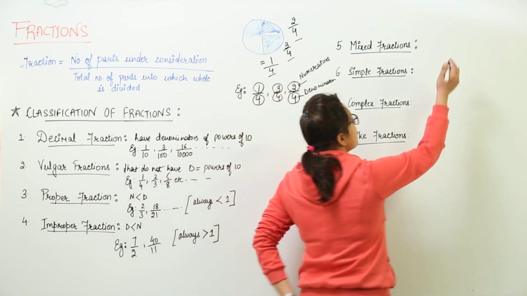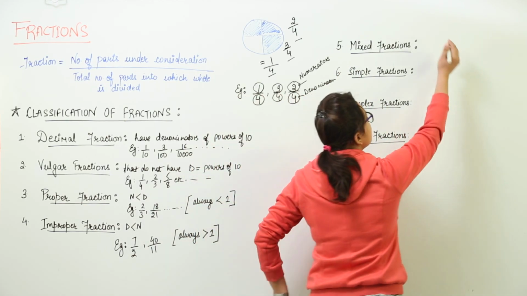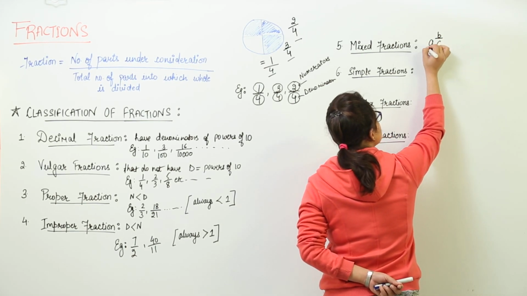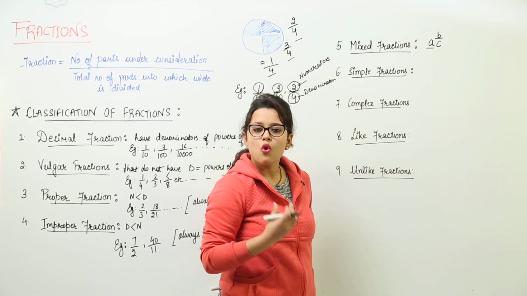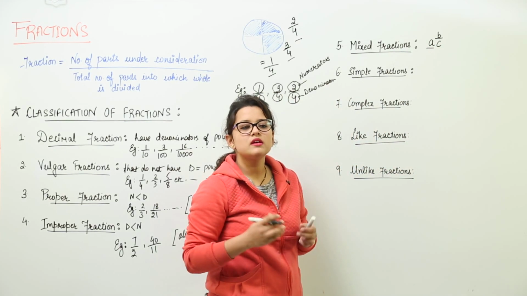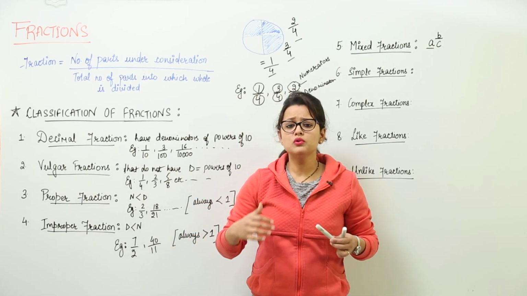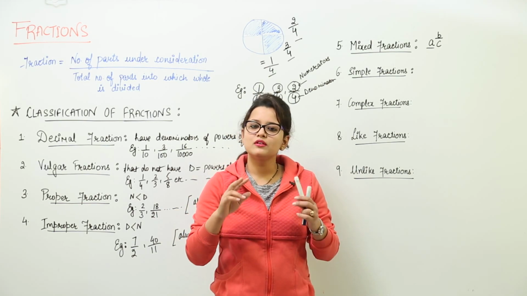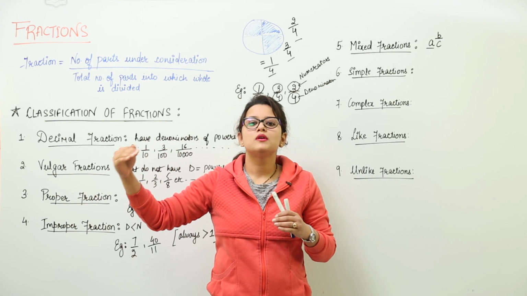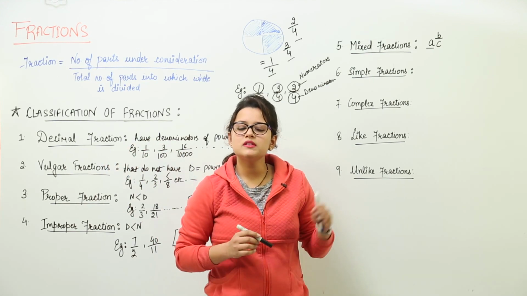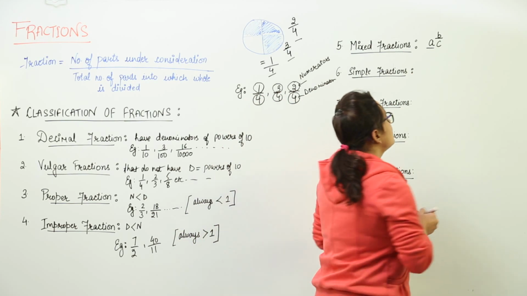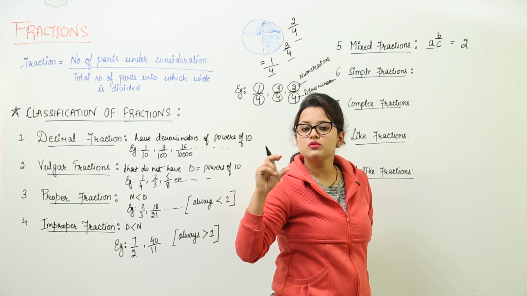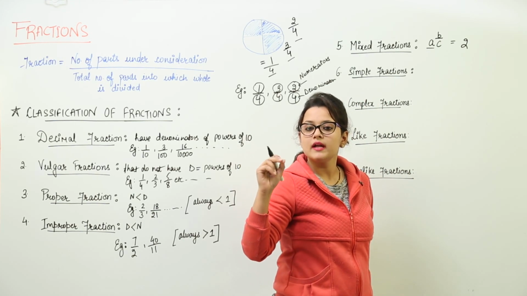Now mixed fractions have a very special representation, in this form, A B upon C. That means you have a whole part and some fraction part. Say for example, you ordered 3 pizzas at home, and out of that you ate 2 pizzas and one more piece of the third one. So the 2 whole pizzas you have already eaten, so you will represent it as 2, and you have also consumed some part of the last pizza.